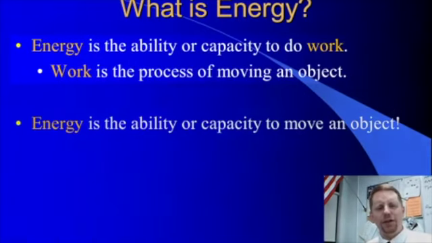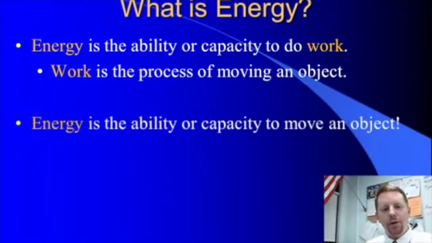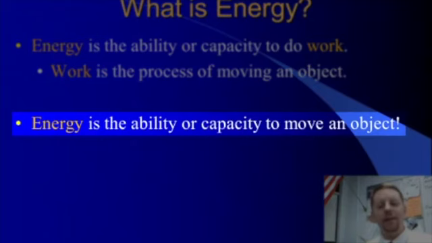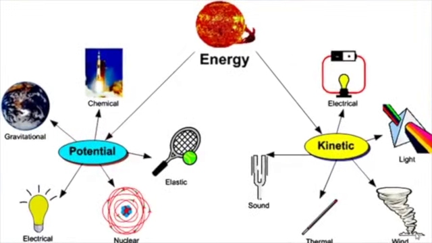So what is energy? Well, energy is the ability or capacity to do work. And we previously said work is the process of moving an object. So putting these two together, energy is the ability or capacity to move an object. Now there are many types of energy, and we're going to divide them into two basic types. Potential energy, which is energy of position or condition, and kinetic energy, which is energy of motion.